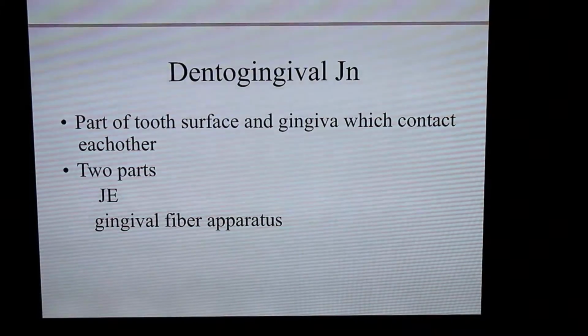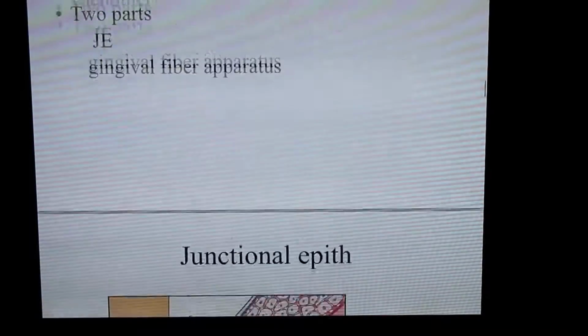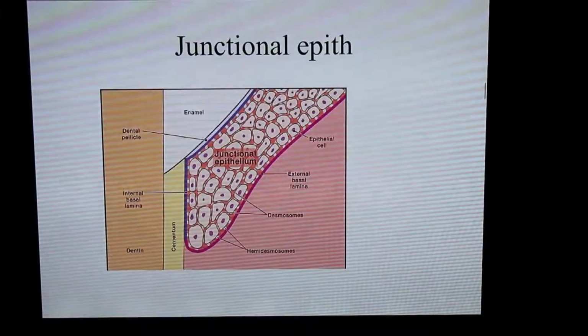Now the dentogingival junction, I have shown you already some pictures. I think you can recollect in your mind. I will just describe a little bit from the slide itself. The dentogingival junction has two parts. One part is the tooth surface, the other part is the gingiva. They contact each other. The soft tissue also has two parts: junctional epithelium and gingival fiber apparatus. The gingival fiber apparatus is very important for attachment of gingiva to the tooth surface.